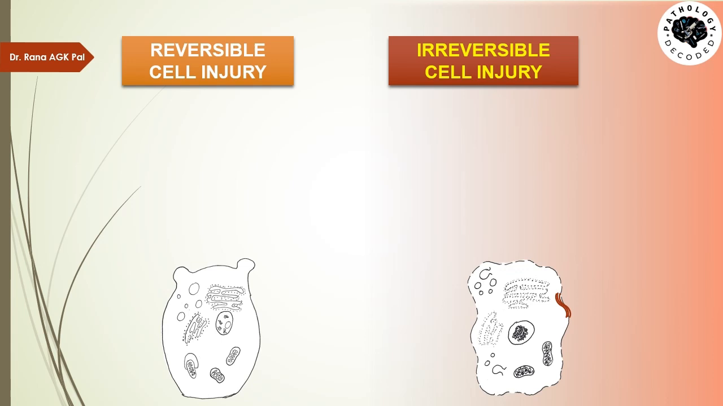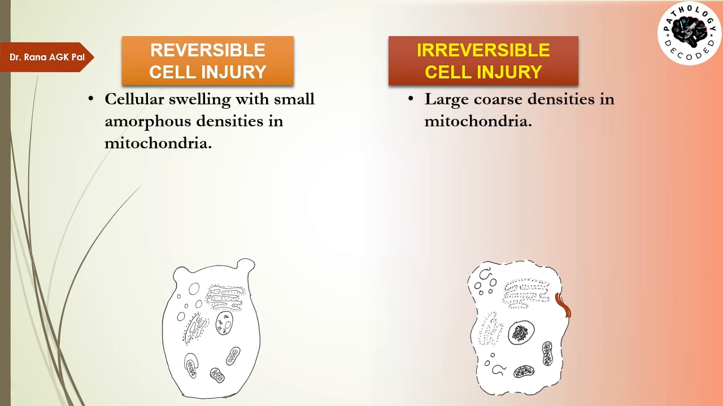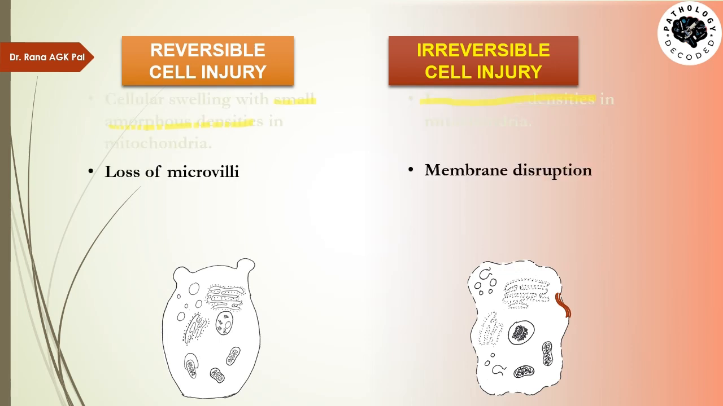Okay, finally now we come to the differences between reversible and irreversible cell injury. We have talked about both. We have talked about the changes in their functions. We have talked about various morphological pictures which we have seen in both. Now let's compare them. Number one, in reversible cell injury, there is cellular swelling with small amorphous densities in mitochondria, while in irreversible cell injury, there are large coarse densities in the mitochondria.